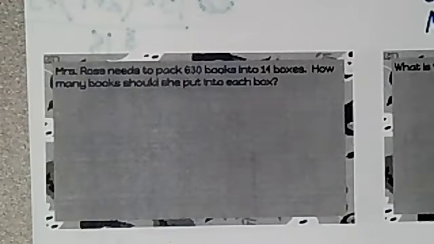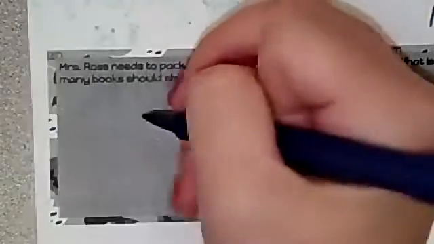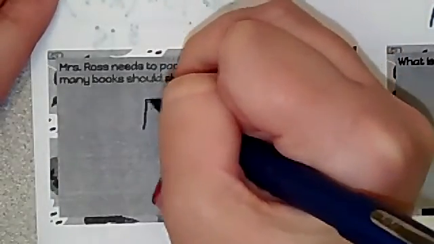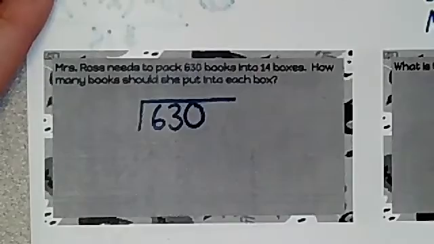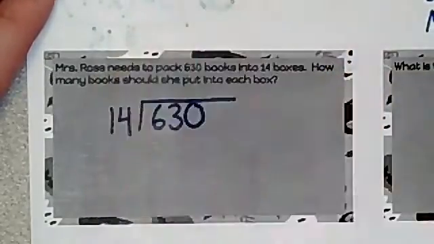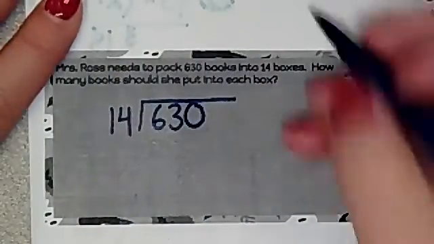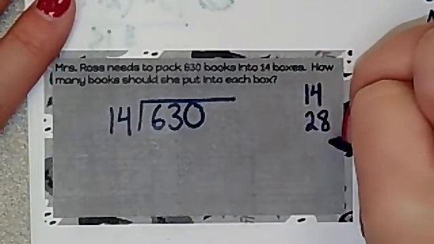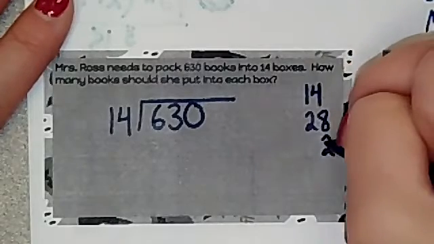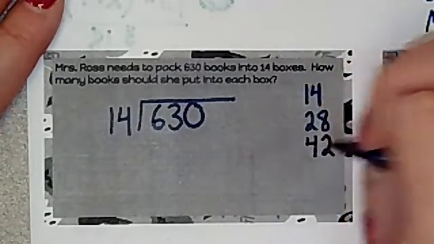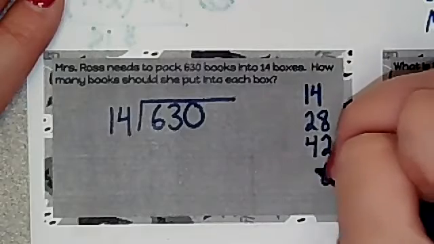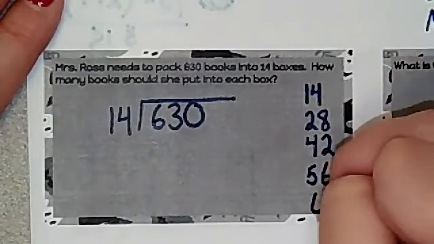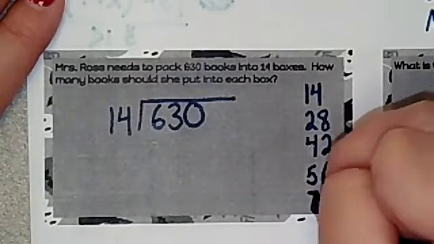Matthew, is that multiplication or division? You are absolutely correct. Everybody write it with me. Here we go. Here is my bracket. My dividend is 630. My one that is doing the chopping is the 14. That's my divisor. First thing you're going to do is you're going to make a list of 14s. 14, 28, plus another 14 is 42, plus another 14 is 56, plus another 14 is 70, not 60. Miss Ross almost messed up.